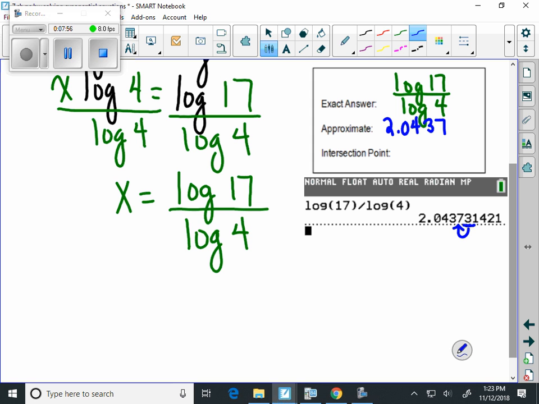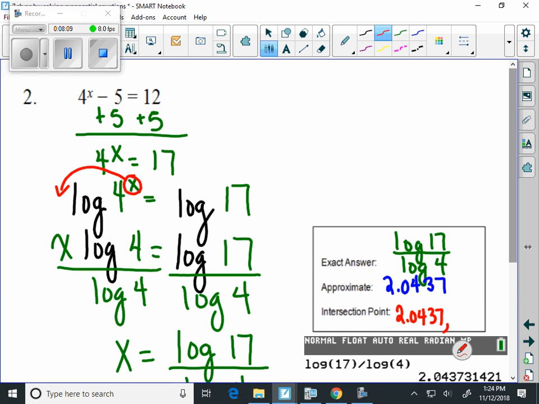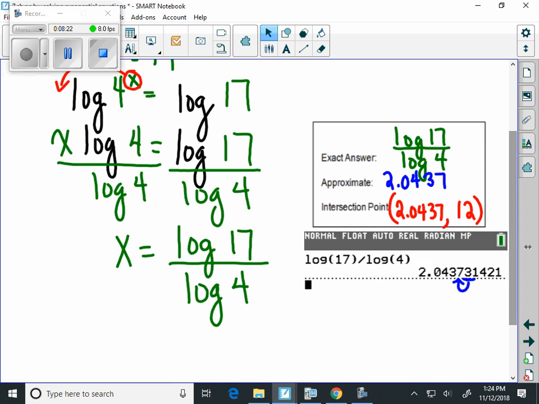And remember, that value of 2.0437 is going to be the x value of our intersection point. And if we look back at our equation, the other side of that is going to be 12. Type it in. You don't have to make your y scale so much different this time. You could just make y going up to 15 and you'll be able to see the picture. If you make y min 0, y max 15, and leave it as a scale of 1, you'll be able to see that on your calculator.